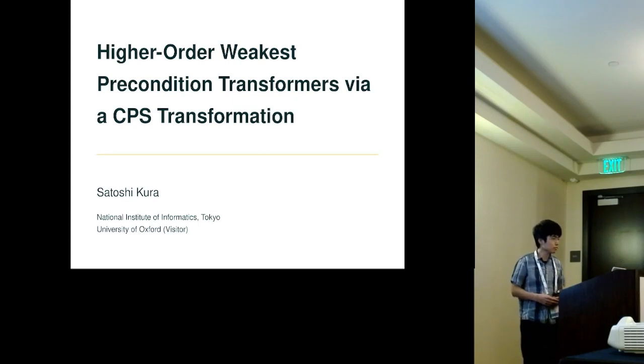And now for the last talk of our session, Satoshi will talk about weakest preconditions.